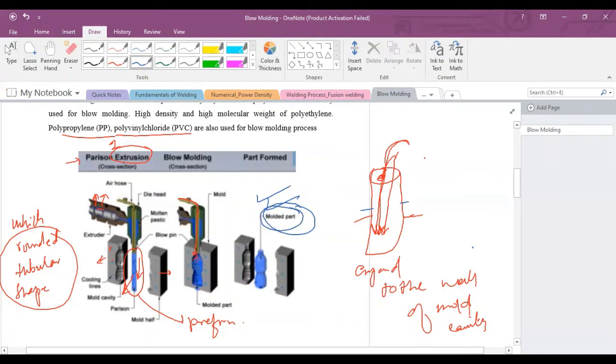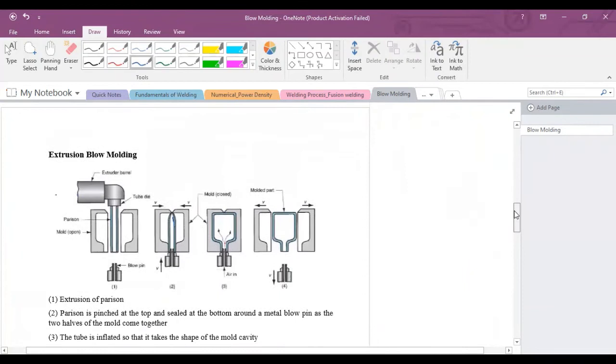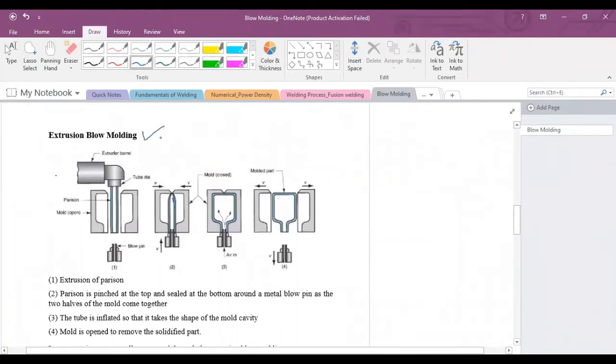Once the polymer has cooled, the mold will open with the help of ejector pins, as I've told you. This is all about the basic blow molding. Blow molding has three types. First is the extrusion blow molding. It is the same as I've explained above.